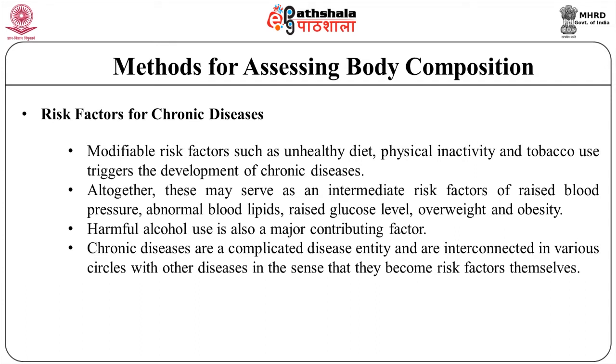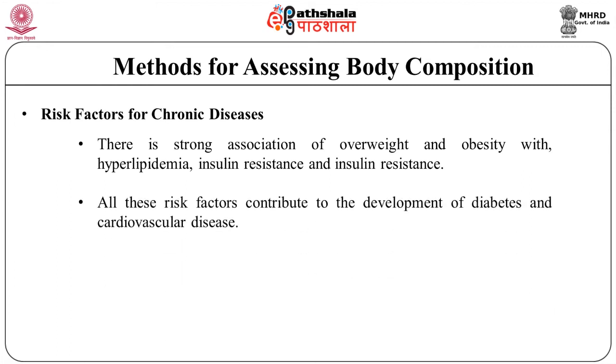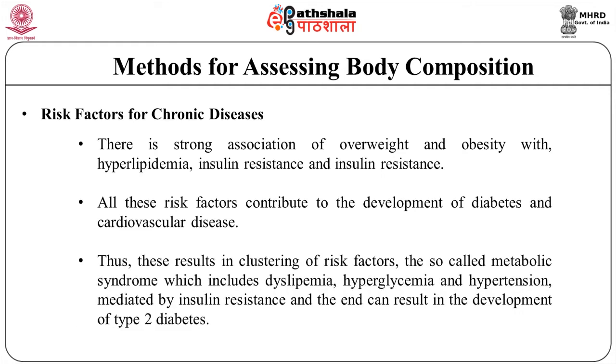Chronic diseases are a complicated disease entity and are interconnected in various circles with other diseases, in the sense that they become risk factors themselves. For example, there is a strong association of overweight and obesity with hyperlipidemia and insulin resistance. All these risk factors contribute to the development of diabetes and cardiovascular disease. Thus, this results in clustering of risk factors, the so-called metabolic syndrome, which includes dyslipidemia, hyperglycemia, and hypertension mediated by insulin resistance, and in the end can result in the development of type 2 diabetes.